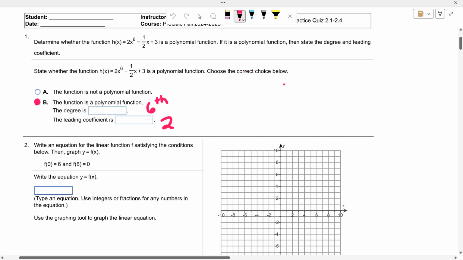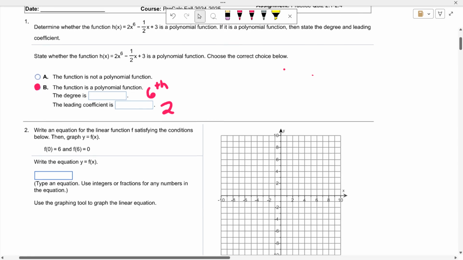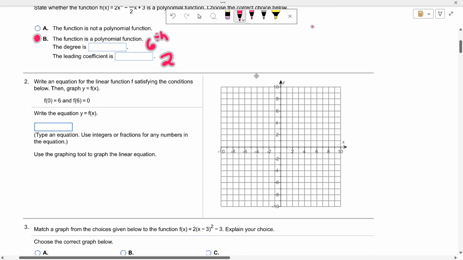Why isn't it 1/2? Because the leading coefficient is the coefficient of the highest powered term. What ordered pair goes with this? It'd just be 0, 6. There it is, the x, this is the y. So then what would be the ordered pair for this? 6, 0. If we graph it, 0, 6, 6, 0.